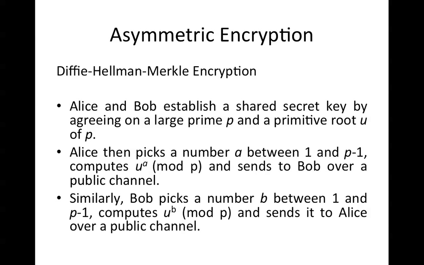So in Diffie-Hellman-Merkle encryption, we imagine that there are two parties, Alice and Bob, and they establish a shared secret key first, and that would be by agreeing on a large prime p and a primitive root u. That would be a primitive root of p, p being prime, and u being the primitive root of it, of course.